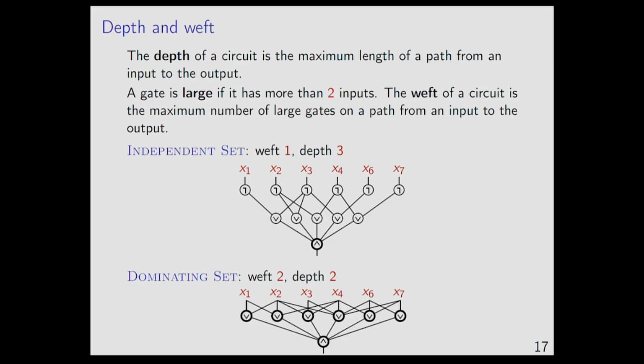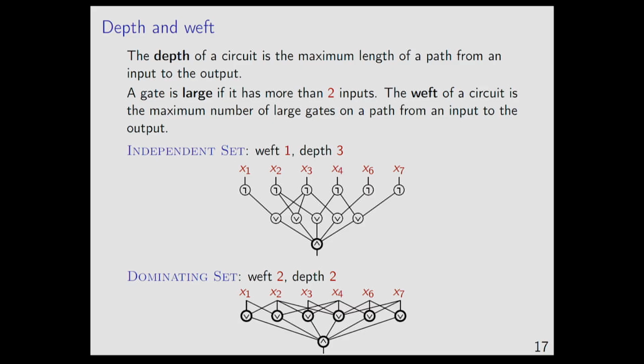How many large gates are there on a path from an output gate to an input gate? If you look at independent set, the only large gate is this one, because the others have 2, 2, 2 inputs. This is the only gate which has more than 2 inputs. So on any leaf-to-root path, you have only one big gate.